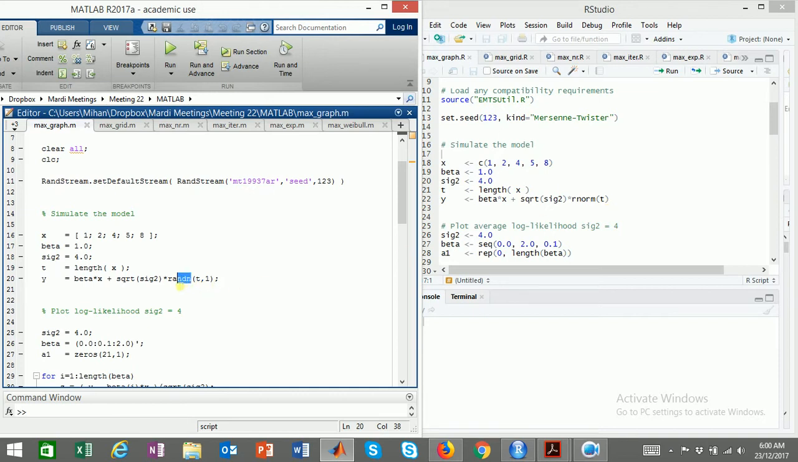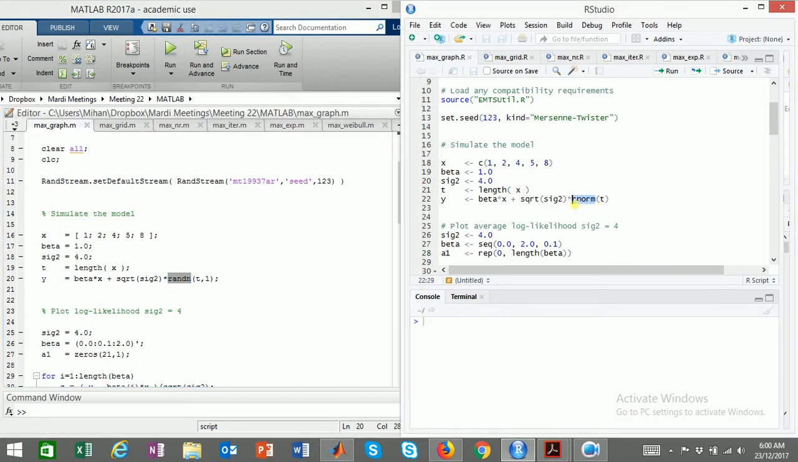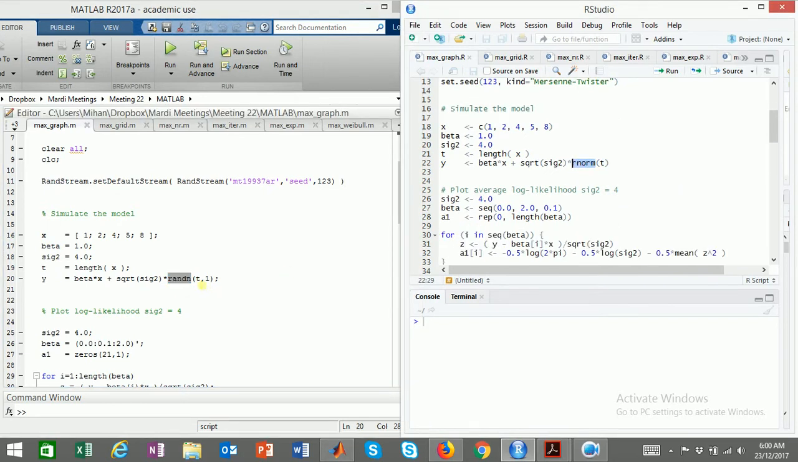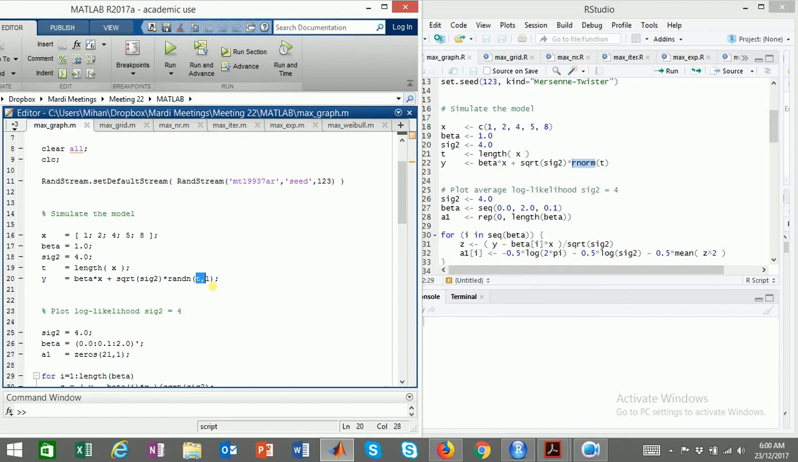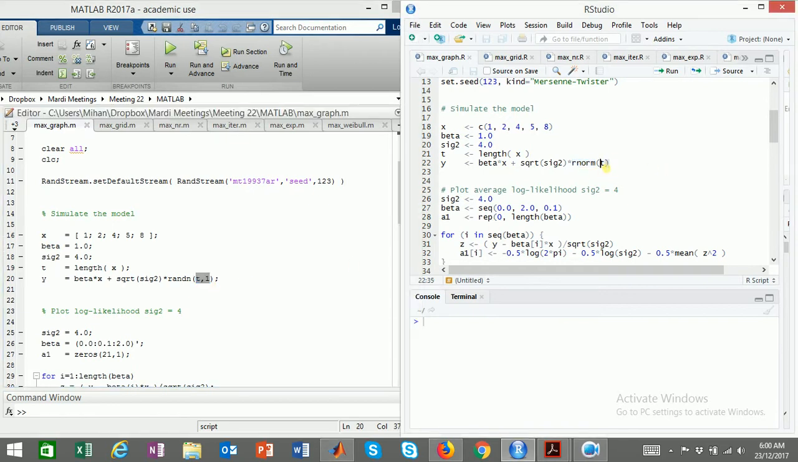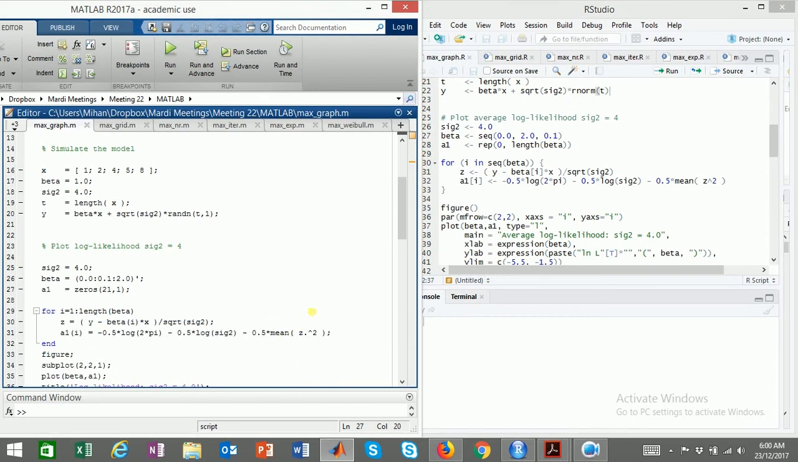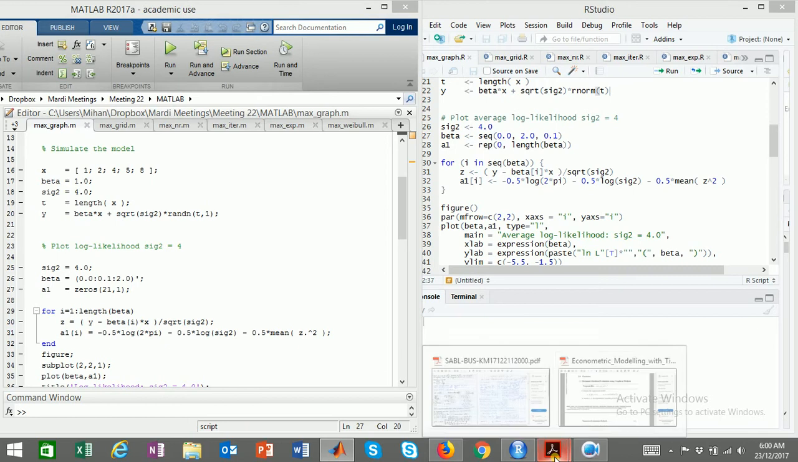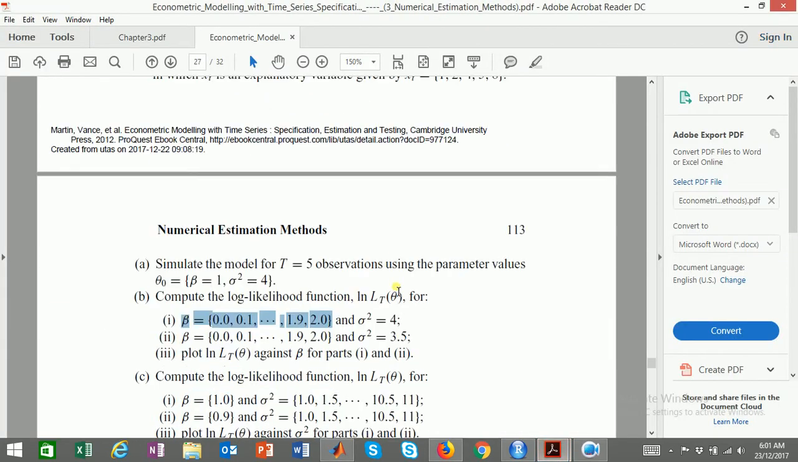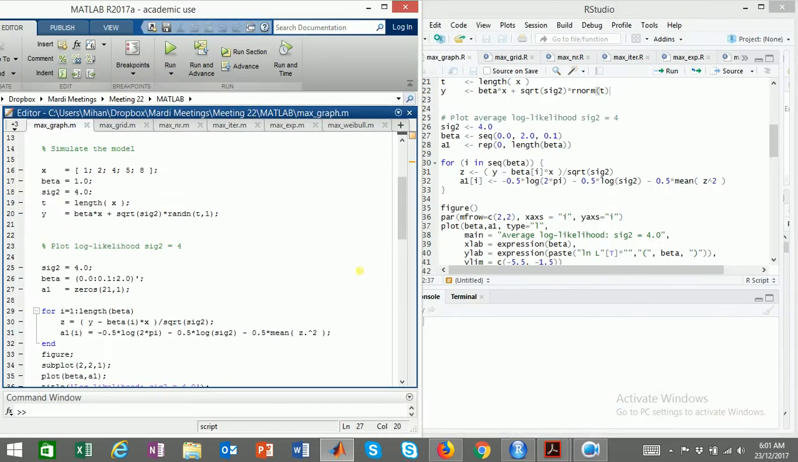So instead of RNDN for random number generation, we're using rnorm. T rows, 1 column. We don't need to pass in how many columns you need; it will automatically generate that. And then sigma square equals 4, as we have already seen in the problem. You see, the information is already given to us, and we're going to simply apply that.